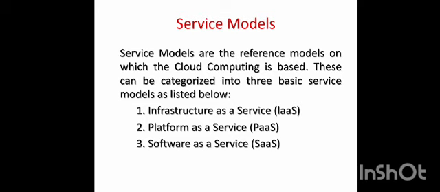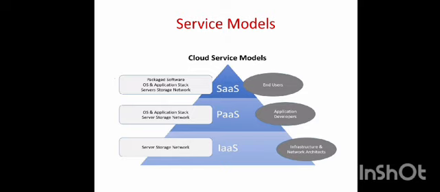Next, the very important topic in cloud computing is service models. There are 3 service models. We call them IaaS, PaaS and SaaS. IaaS, the expansion is infrastructure as a service. PaaS is platform as a service. SaaS is software as a service. In service model, this is the basic diagram. Here, what are all the services provided under IaaS, PaaS and SaaS are given in this diagram.